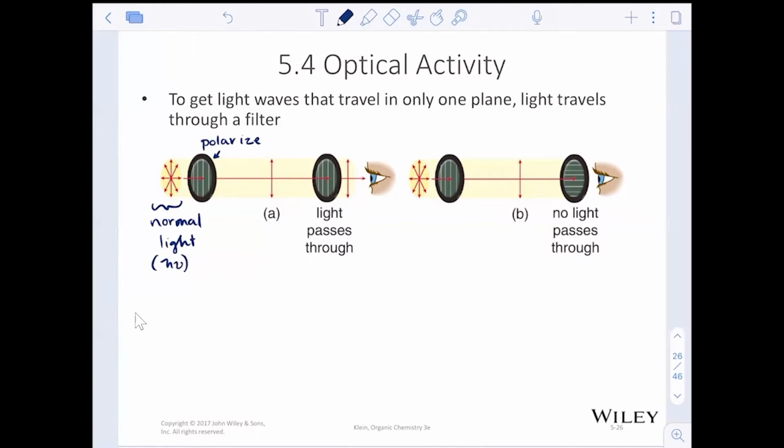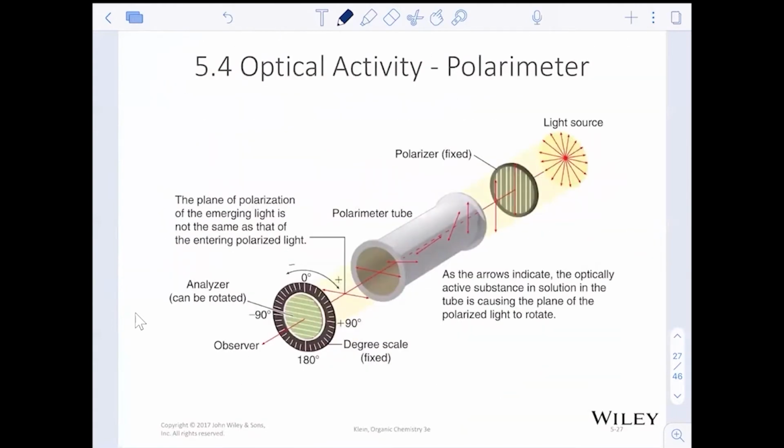So if we ask you a question that says, is this compound chiral? Yes or no. We could also ask you, is this compound optically active? And that means, is it chiral? Same idea. Now, how do we measure this?